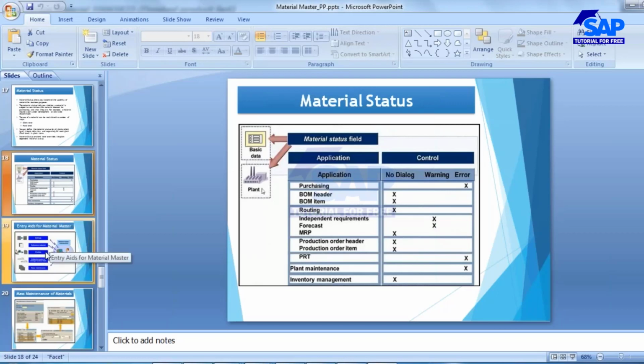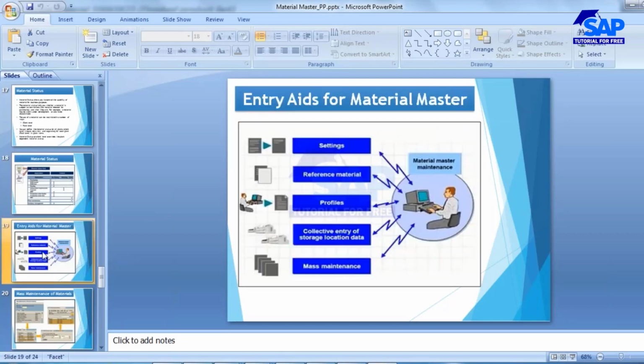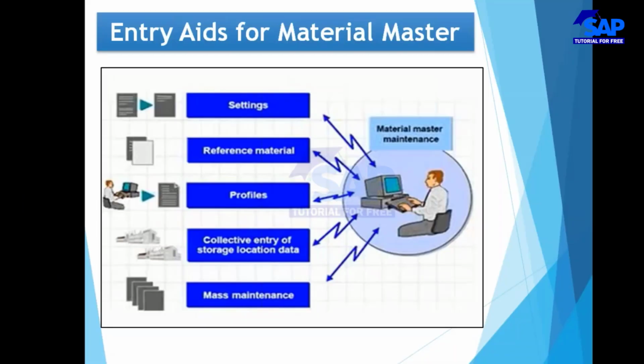Now we will discuss the entry aids for material master. Basically these entry aids will make your data entry easy while you are working with material masters. There are some settings, I'll show you that, and you can use the reference material option, or you can use profiles, or you can use collective entry of storage location data. And after that, the last one is mass maintenance. So these are some of the entry aids you will use in the system. We'll discuss one by one.